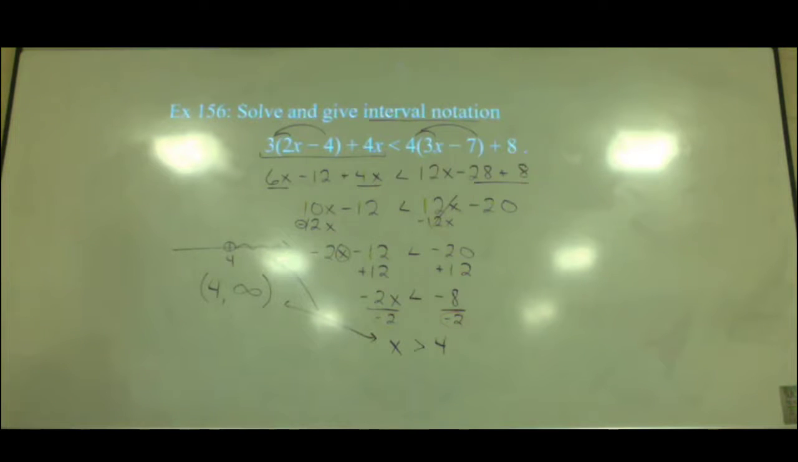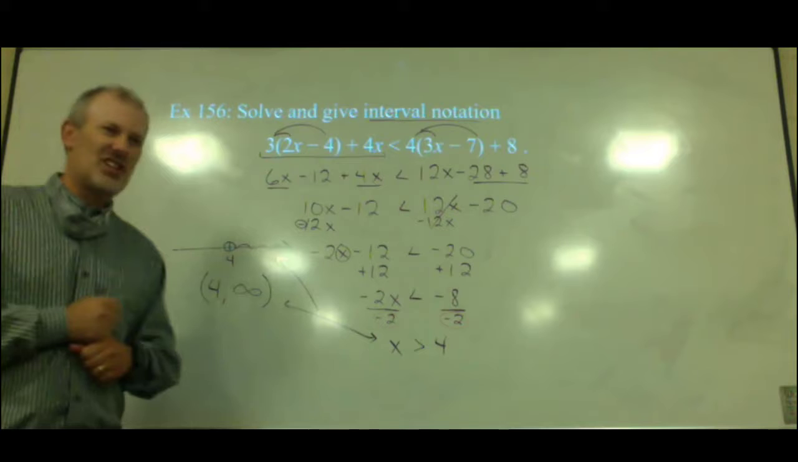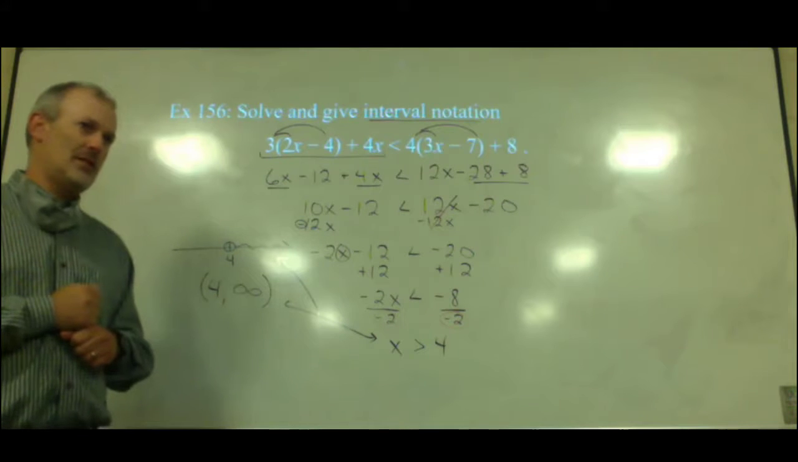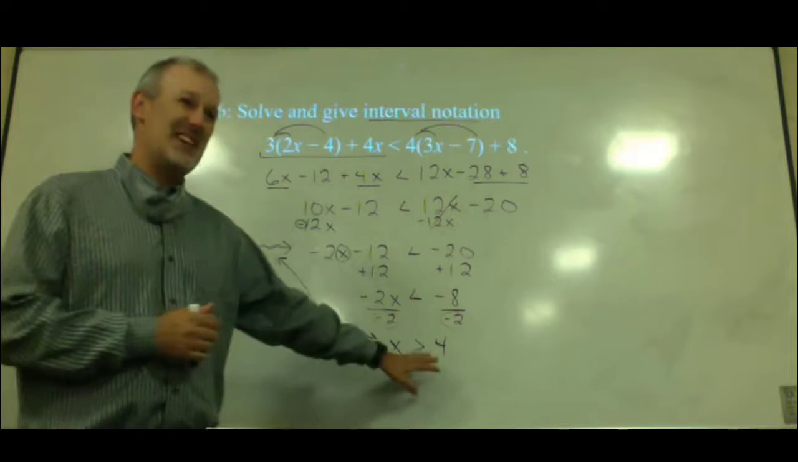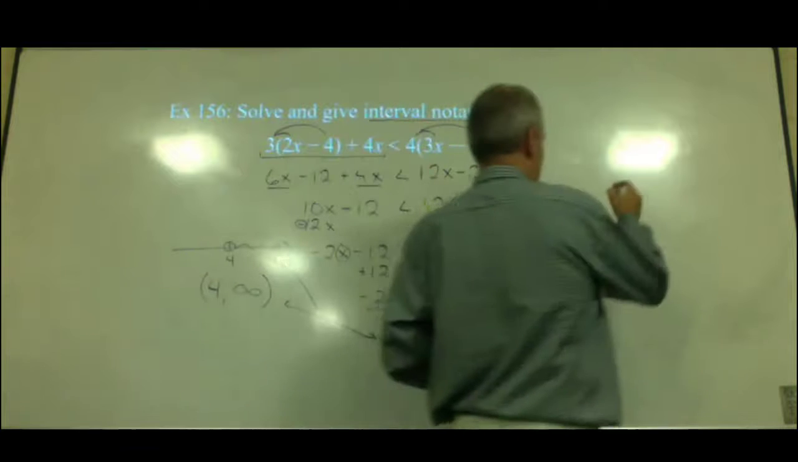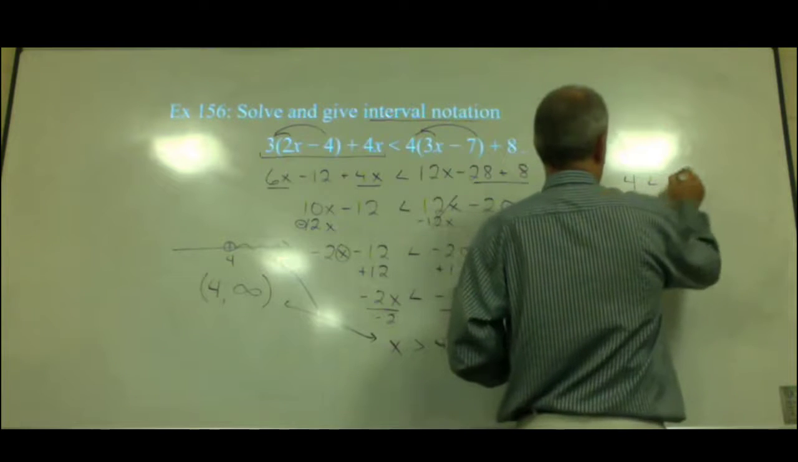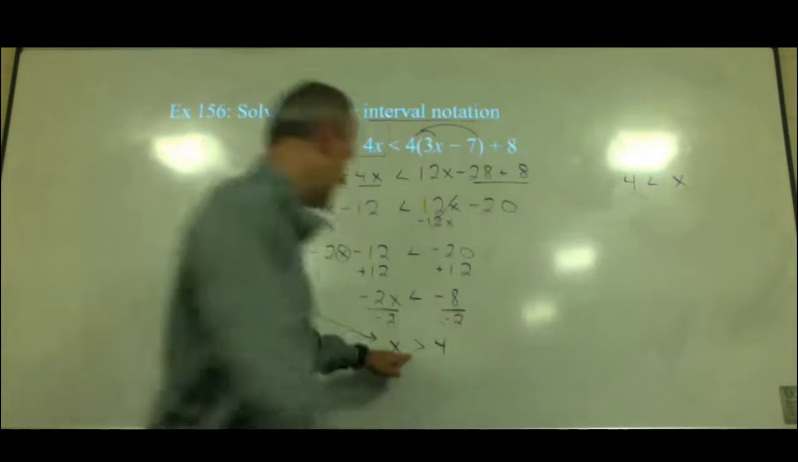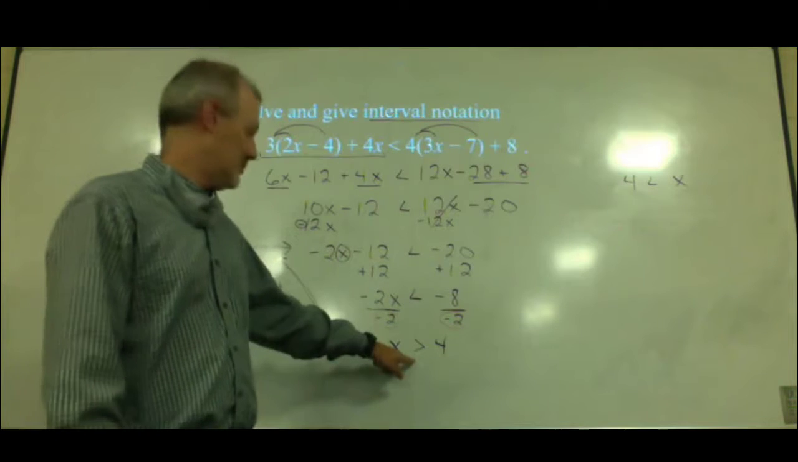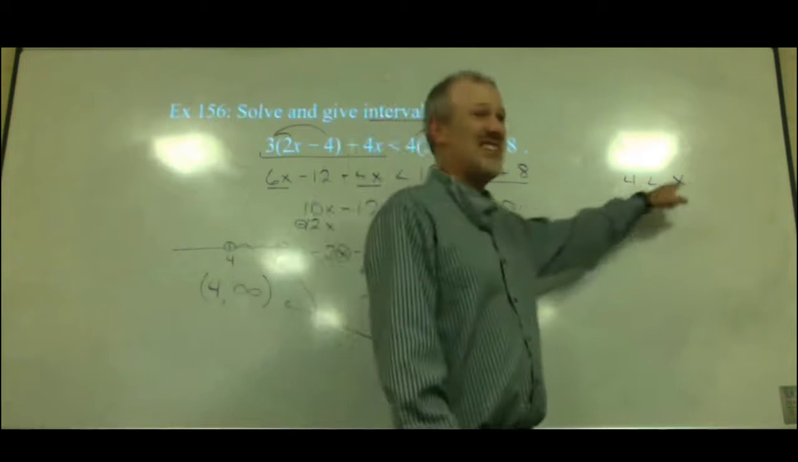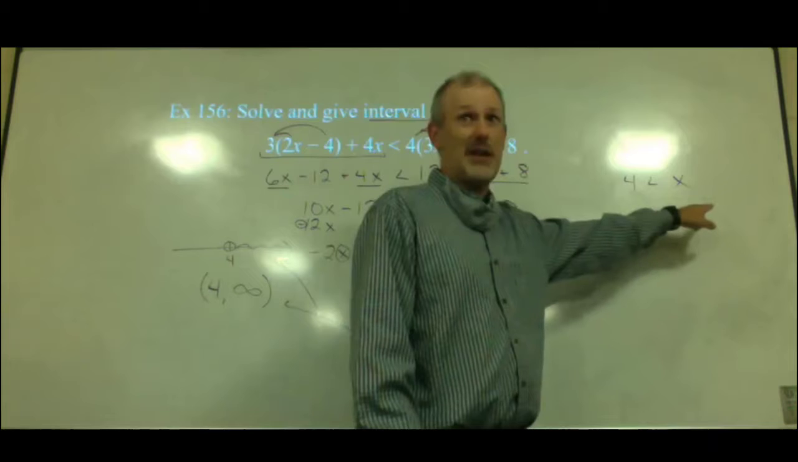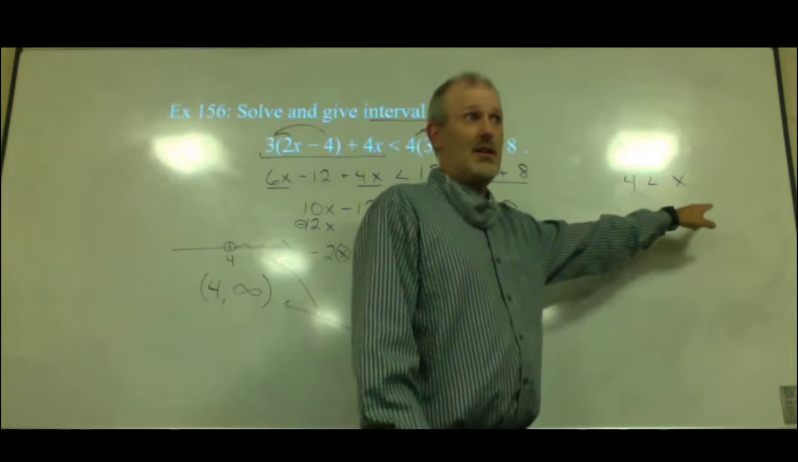Question? If the x always should be on the left, can we put x on the right? It could be. If I would write this same thing with x on the right, here's why it can be confusing. This is what it would say. So this, x is greater than 4, and this, 4 is less than x. That means the same thing. So you have to flip over x.